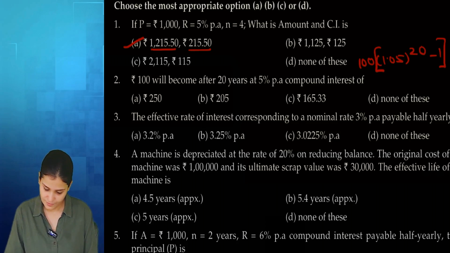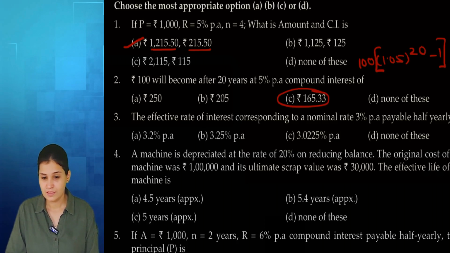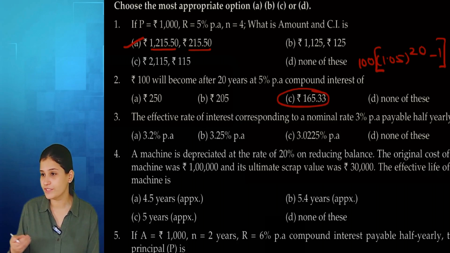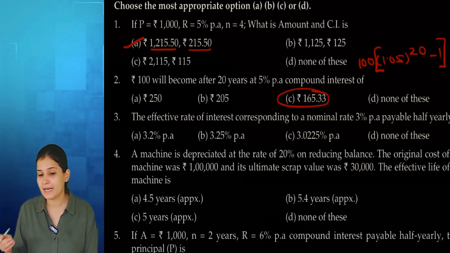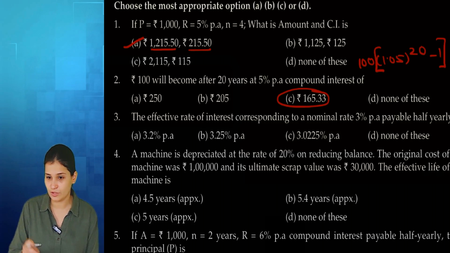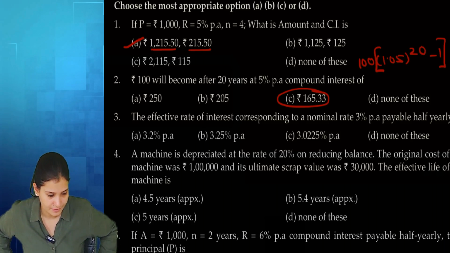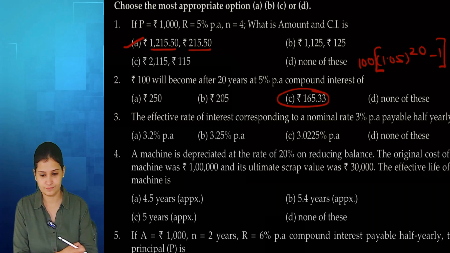C. Perfect. If you had calculated the amount, it is 265.33, and then I subtract 100 to get 165.33, or directly using the compound interest formula, we can get option C directly. Yes? Yes, ma'am.